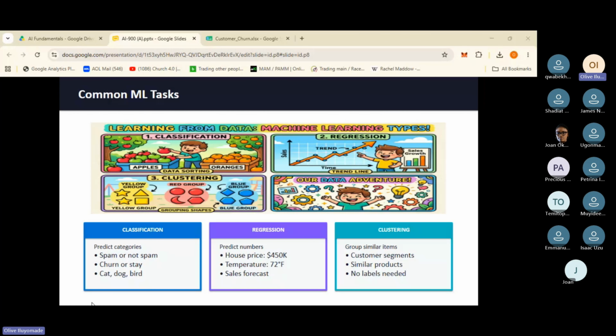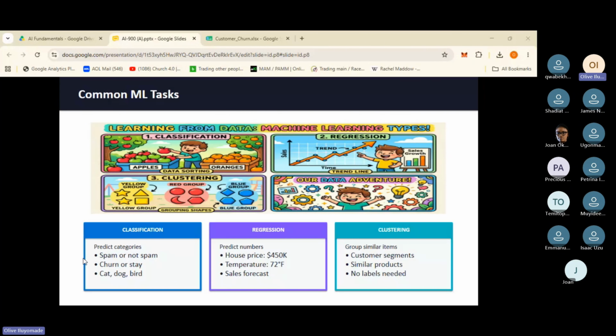Then we have regression. With regression, it's things like predicting numbers, like house price. What's the house price going to be in the future? What's the temperature going to be? Weather forecast: what's the temperature going to be tomorrow? What's the temperature going to be next week? You want to have an event in August, but you want to have it on a day that it's not going to rain at all. So regression is used to predict these numbers, and then sales forecast as well. What will the annual sales for the company be in the future?